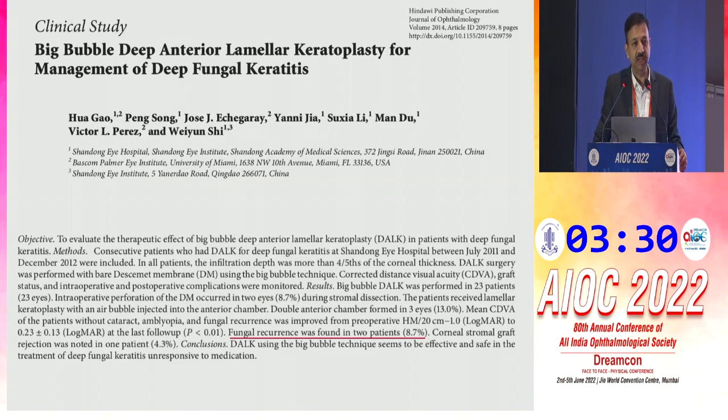Another paper from China where they again used the big bubble DALK surgery. The recurrence rate was only about 9% in their series. So basically, in fungal keratitis, at least in my experience, I have not done lamellar keratoplasty for fungal keratitis because the time frame at which the patient presents to us is usually much later. The corneal involvement is much deeper. And if you do that, the chance of recurrence will be much higher.